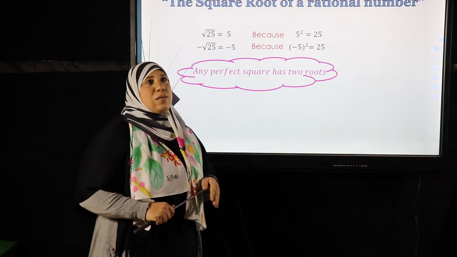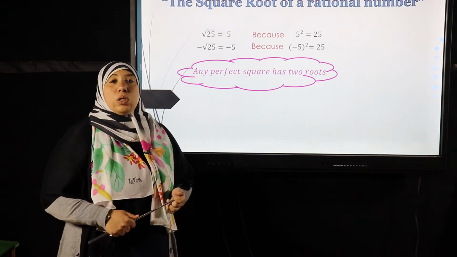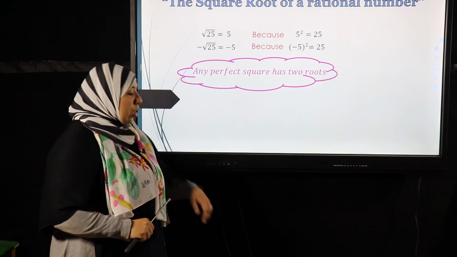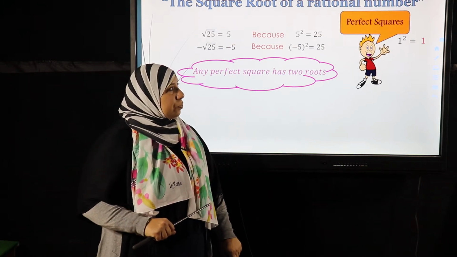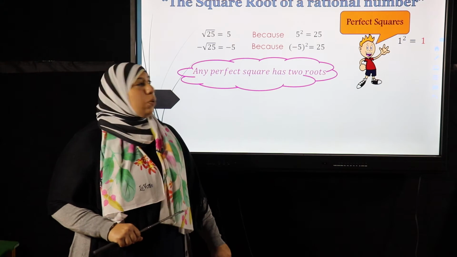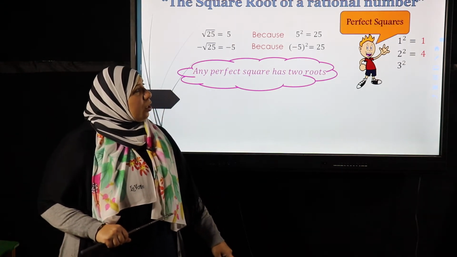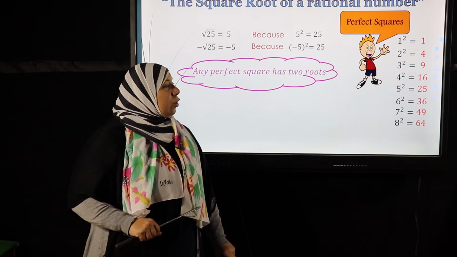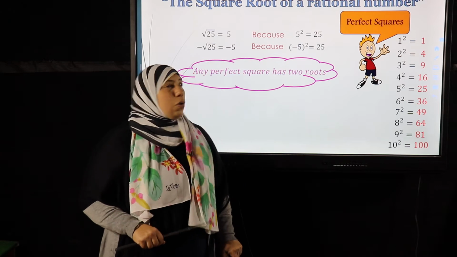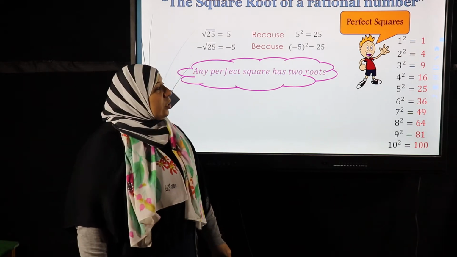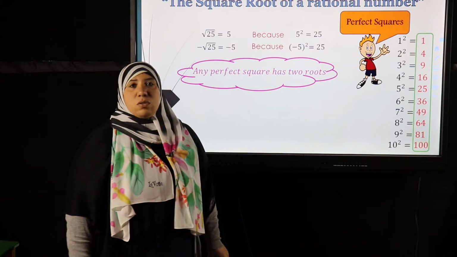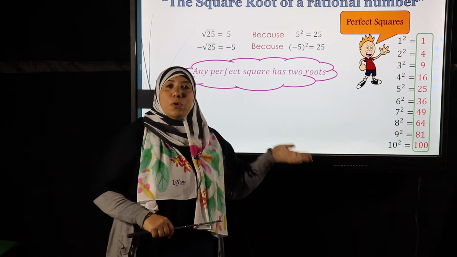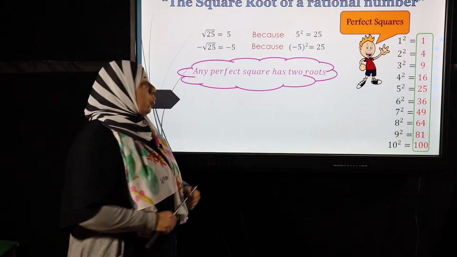So if he asks you what is the number whose power 2 equals 9, we say that it could be 3 or negative 3. First, the perfect squares. We know that 1 power 2 equals 1, 2 power 2 equals 4, 3 power 2 is 9, 4 power 2 is 16, and so on till 10 power 2 equals 100. So all the results of the squares are called perfect squares. So 1 is a perfect square, 9 is a perfect square, 49 is a perfect square, and 100 is a perfect square.